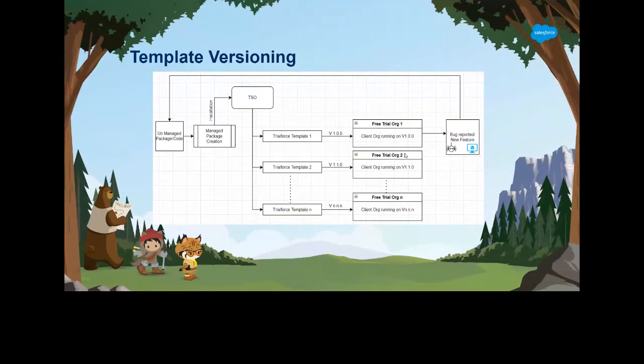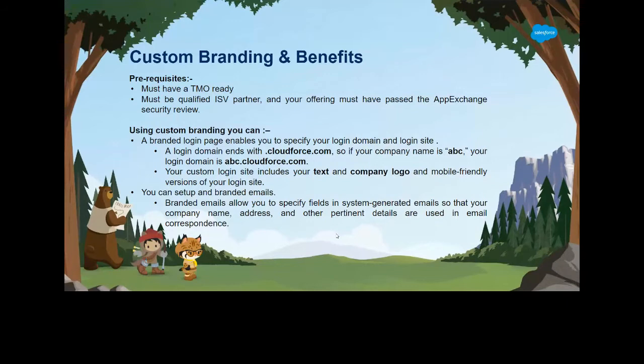So with this Trailforce, even when your TSO org is upgraded, you can still use the Trailforce template 1, which will hold the 1.0.0 version, and your client can experience the previous version of your package as well. So this is how you can do this whole versioning and upgrade using Trailforce template and Trailforce template IDs. Okay, now let's move forward.